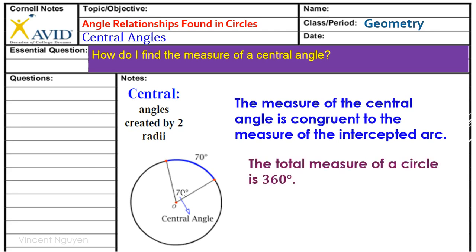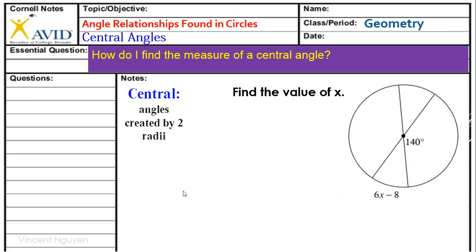Now, the whole circle measures 360 degrees. We all know that. If you have an arc of 70 degrees, this is considered a minor arc. A minor arc, by definition, is anything that is less than a semicircle, which is 180 degrees. So the rest of this circle would be considered the major arc, which is larger than 180 degrees. So the major arc here is 290 because that's 360 minus 70.